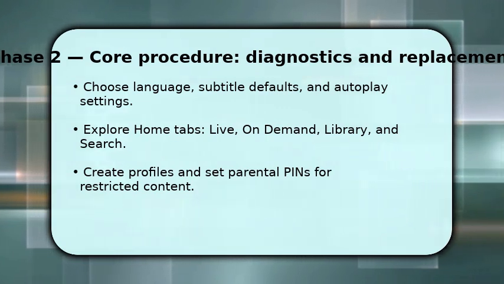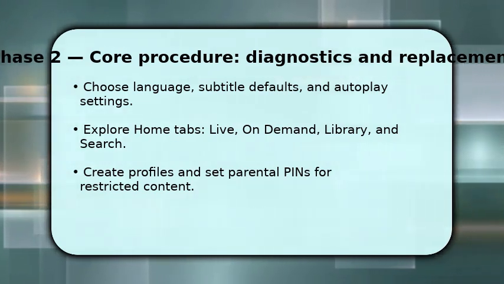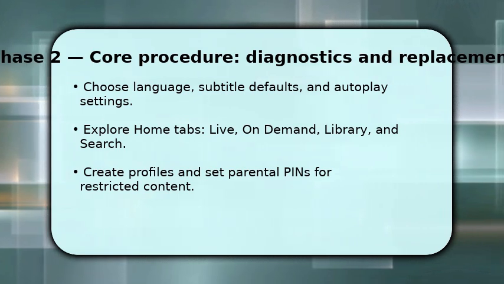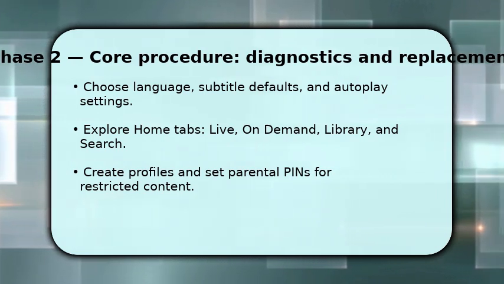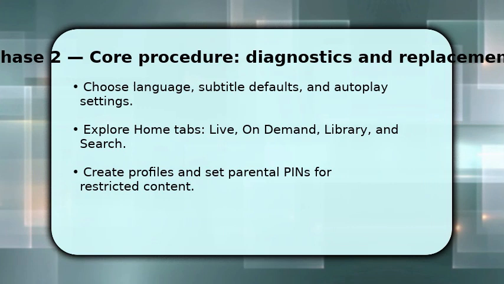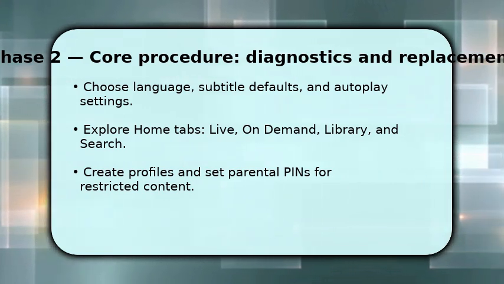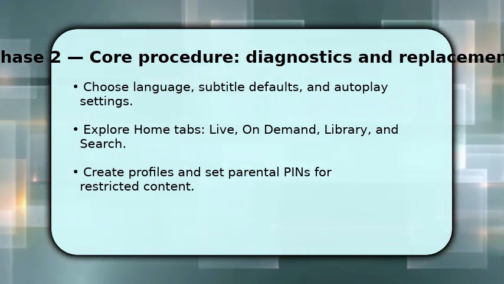Once configured, browse the Home tabs. Live shows current channels. On Demand lists titles to watch anytime. Library holds downloads and saved shows, and Search finds specific content quickly. Create profiles for household members and set parental PINs.